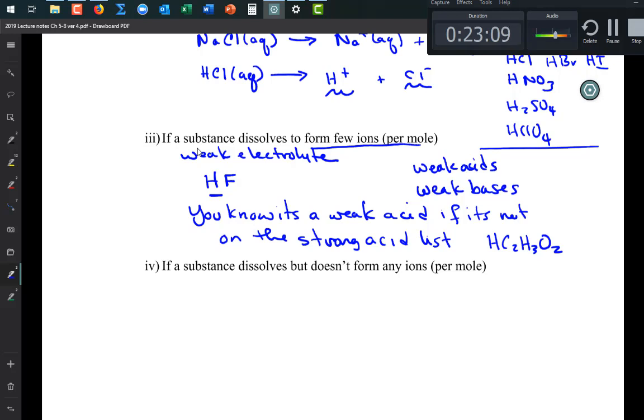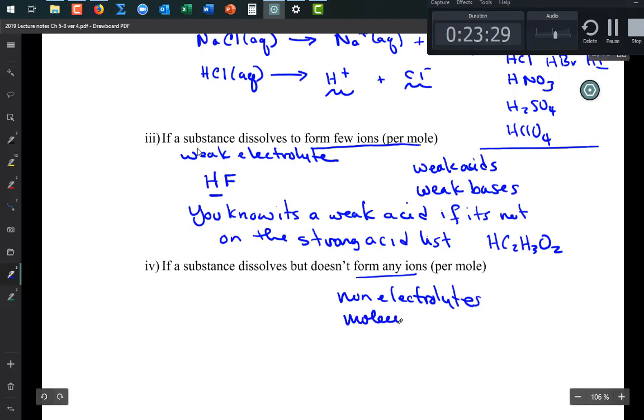Now, substances that dissolve but don't form any ions, these are non-electrolytes. And primarily, these are molecular compounds. And so, what is it? All nonmetals. Now, that's not including the strong acids and the weak acids. The strong acids and the weak acids are all molecular compounds, too, it turns out. But other than the strong acids and the weak acids, there are things like sugar. The formaldehyde is the one I gave you earlier, CH2O. Methanol, CH3OH, that's also, you know, it's all nonmetals.